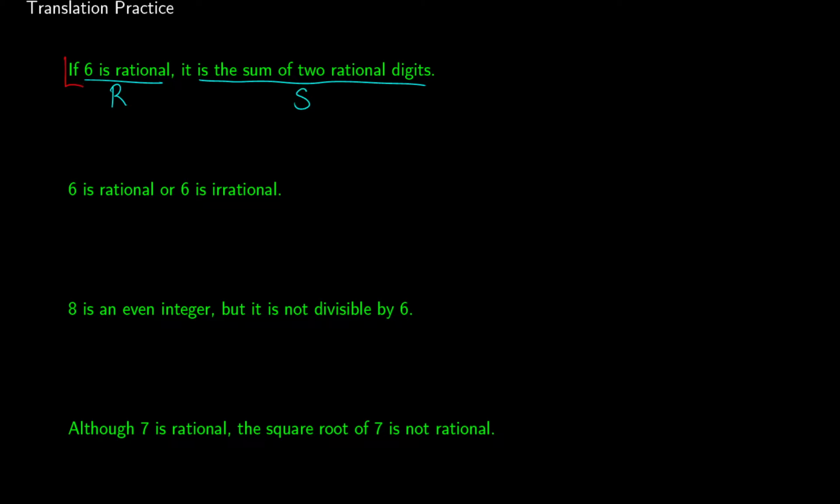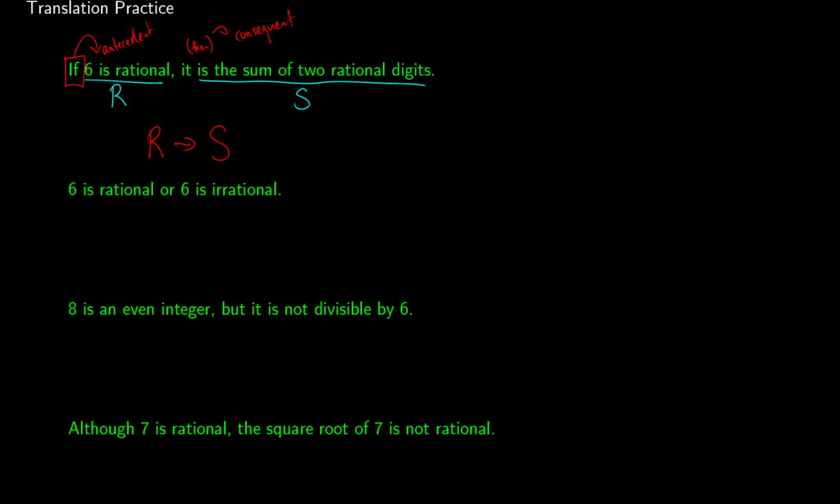Now we have a connective here, if. So if 6 is rational, if R, then it is the sum of two rational numbers, then S. So we could translate this as if R, then S. And a little hint here is that the thing that comes after if, unless there's the word only in front of it, is going to be the antecedent. But you can also look for the hidden then in order to find the consequent. So that might be an easy way to help you identify which side of the arrow your proposition should go.